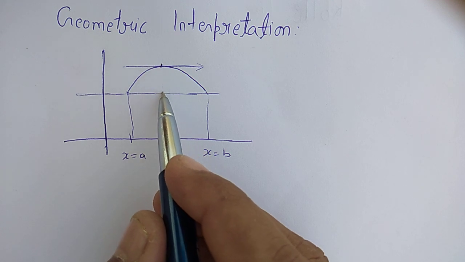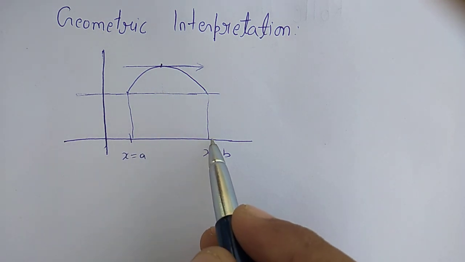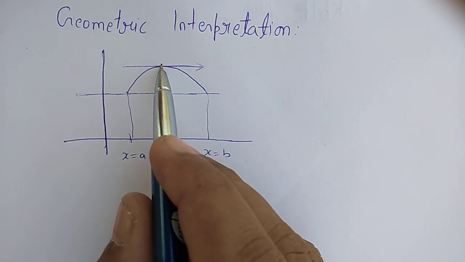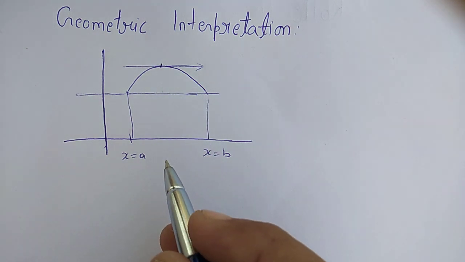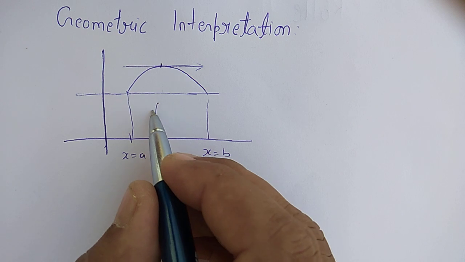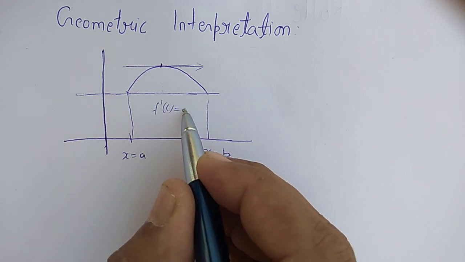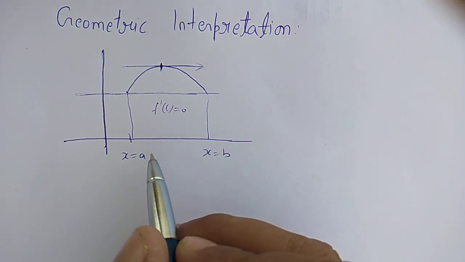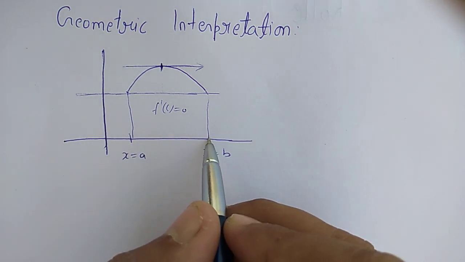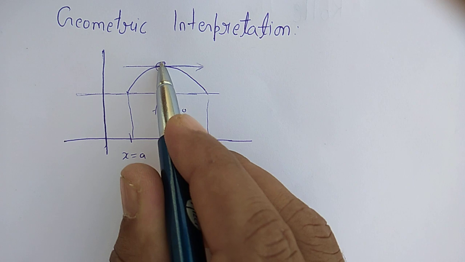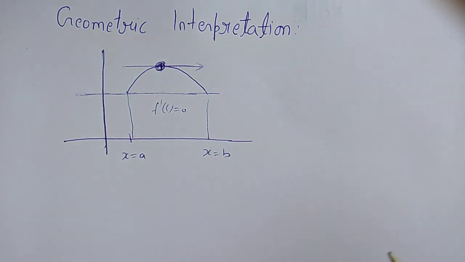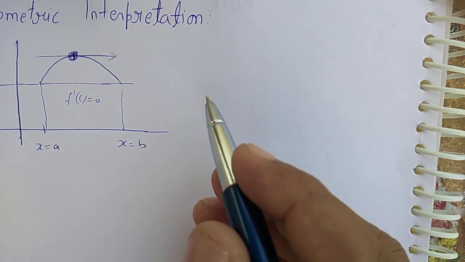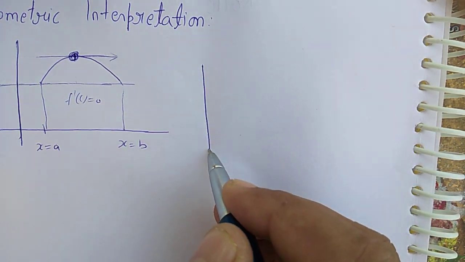So whenever f a equal to f b, it means your graph is taking a u-turn, and at the u-turn at the peak your derivative will be 0. f dash c equal to 0 at this point. Fine, understood? So f a equal to f b, here at the peak we will get one point where derivative is 0.